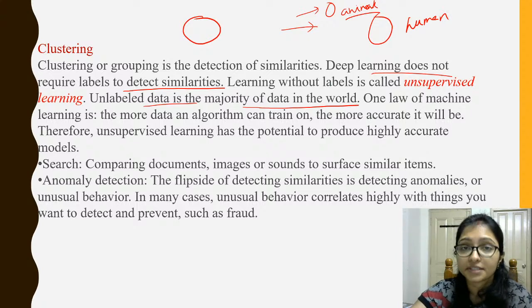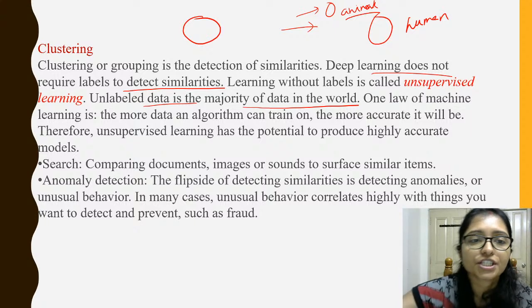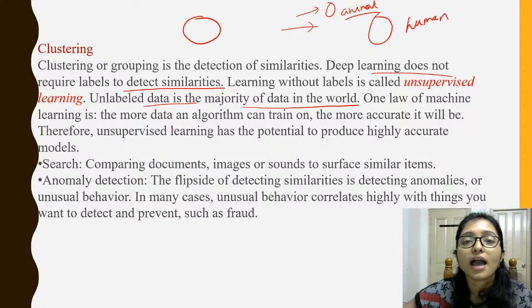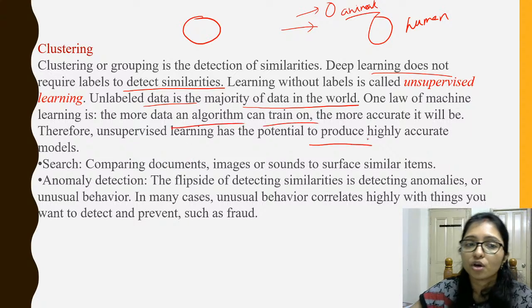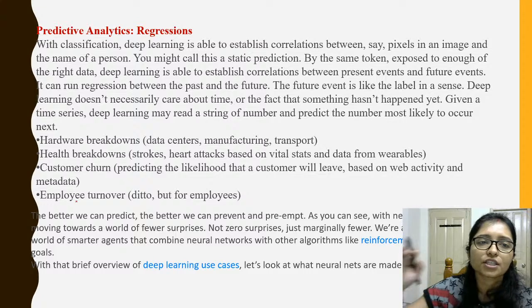What is unlabeled? There are different types of unlabeled data. They are trying to label it, and one law of machine learning is the more data an algorithm is trained on, the better. Okay. Now there are search, anomaly detection, everything is there. These are all theory.